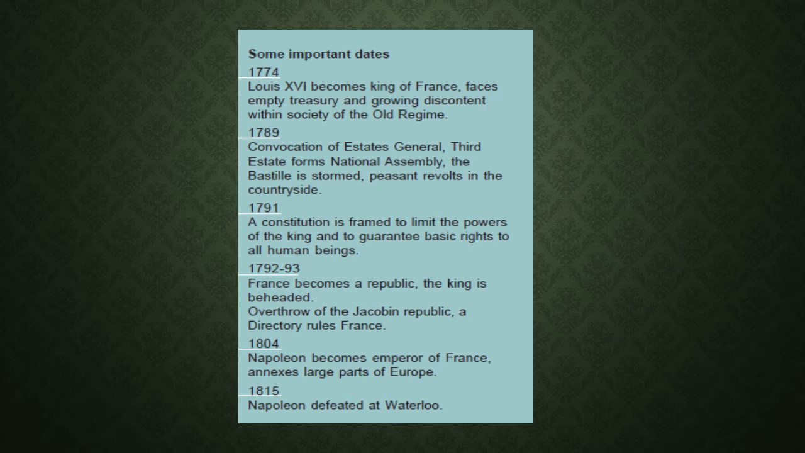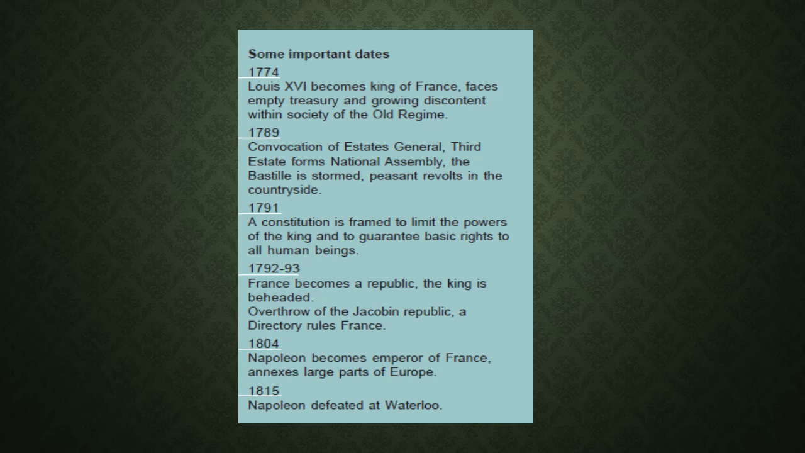Another important date is 1804. Here Napoleon becomes Emperor of France and annexes a large part of Europe. So Napoleon Bonaparte conquered much of Europe, and he was famous. He was a famous artillery commander during the French Revolution. So in 1804 he became the Emperor of France and acquired a large part of Europe under his rule.